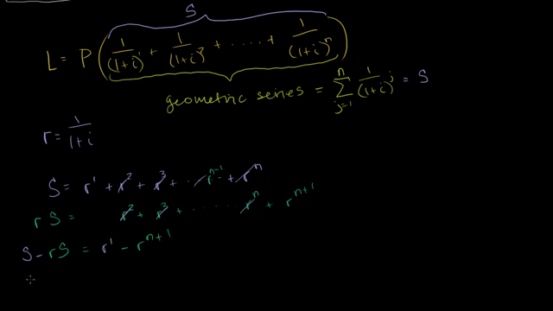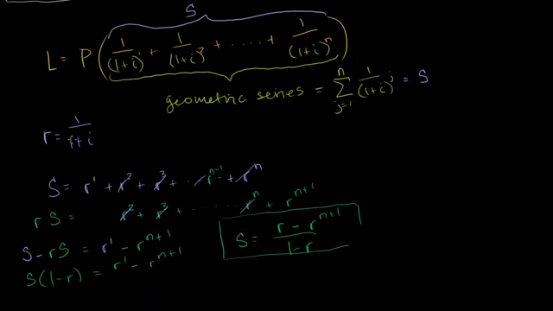Now factor out an s. You get s times 1 minus r, which is equal to r to the first power minus r to the n plus 1. And now if you divide both sides by 1 minus r, you get your sum. Your sum is equal to r, I don't have to write r to the first, so you just write r minus r to the n plus 1 over 1 minus r. That's what our sum is equal to, where we defined our r in this way.